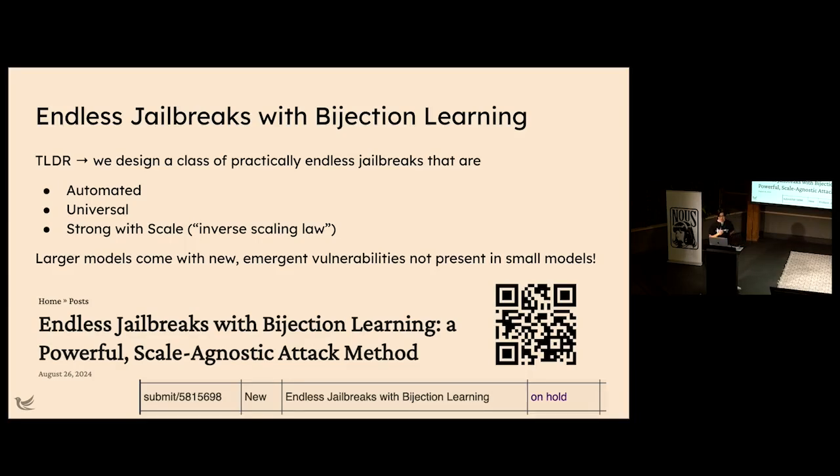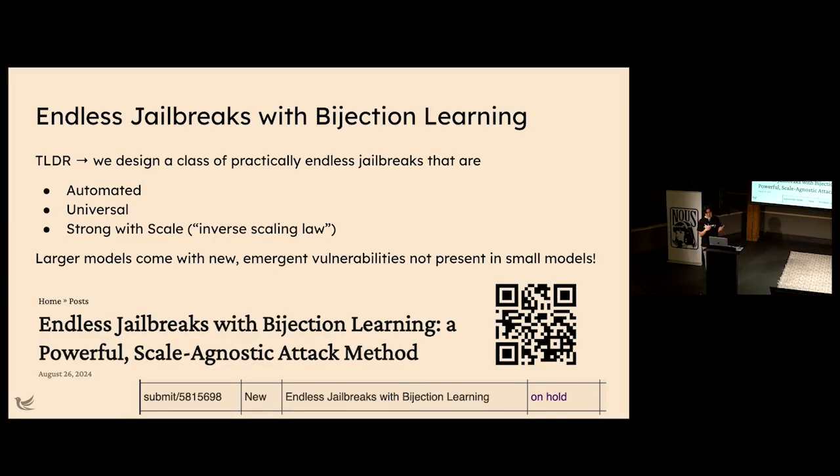But for the purposes of today's talk, I'll be talking about endless jailbreaks with bijection learning. This is a bit on the nose. We call it endless jailbreaks because we are essentially teaching language models new languages at inference time. You can teach language models any arbitrary language you'd like, so there are essentially endless ways to teach them these attack vectors and encode harmful queries in this new language.